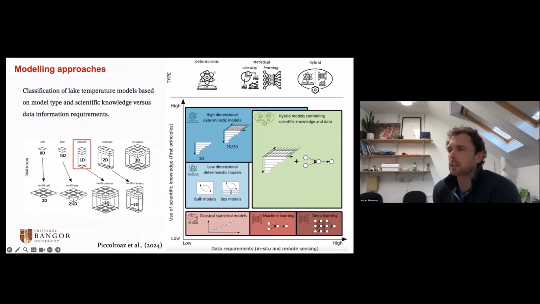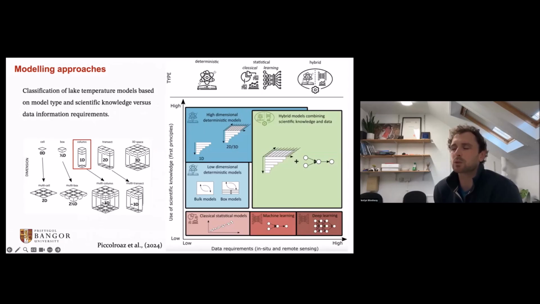When we're focusing on very detailed patterns in individual lakes, we then turn to using two-dimensional or three-dimensional models, which require vast amounts of information, not only to characterize the lake, but also to predict them. And when we are very ambitious and try to extend further, we use a combination of both process-based and machine learning approaches. So these are called hybrid models or process-guided deep learning models. And process-guided deep learning models basically try to combine the strengths of both machine learning and process-based models.